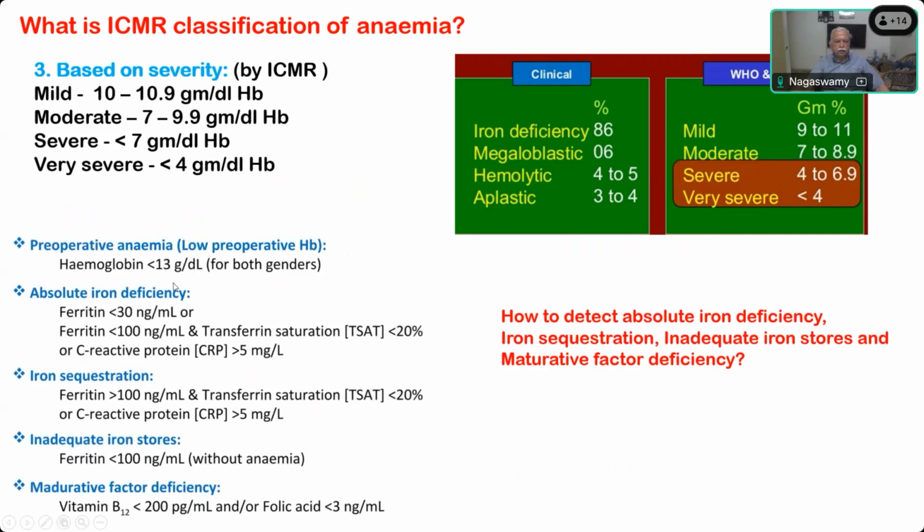So the preoperative anemia, normally for a general population, it is less than 13 grams. For pregnancy, the values are much lower, whereas for the general population, it is considered as less than 13 grams per deciliter. If it is iron deficiency anemia, which is an absolute condition of iron deficiency, the serum ferritin level will be less than 30 nanograms, with a saturation of the transferrin less than 20%, or there is an increase in C-reactive protein more than 5 milligrams. What is the importance of this? Why should you check the C-reactive protein when you want to determine whether it is iron deficiency anemia.